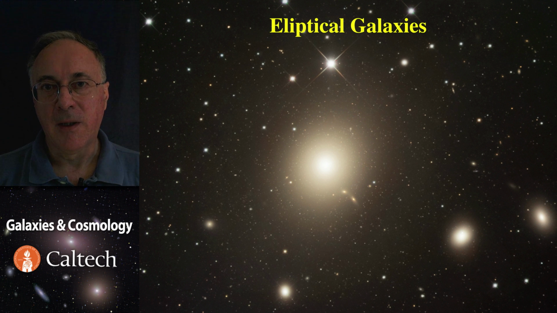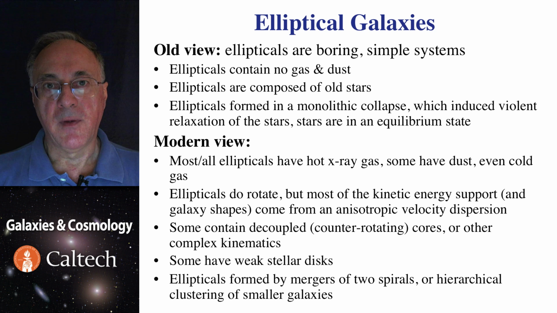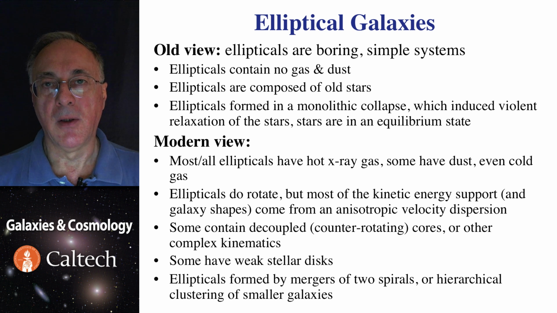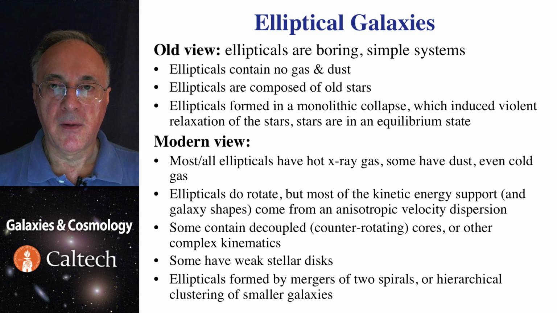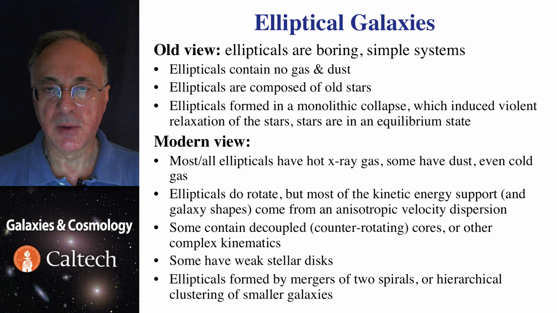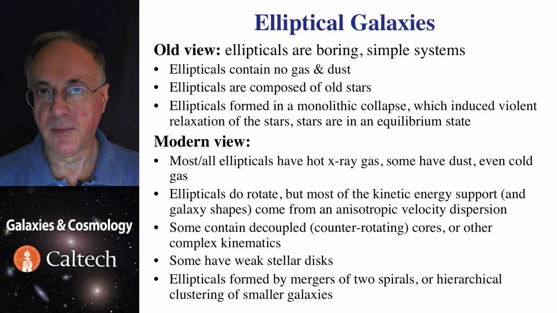We now turn our attention to the other end of the Hubble sequence, the elliptical galaxies. In Hubble's definition, ellipticals were old, boring systems containing just old stars with no star formation, no dust, no gas, and the first theories of their formation were that they formed through single monolithic collapse of a giant proto-galaxy where all the stars were made. Turns out all of these are incorrect.